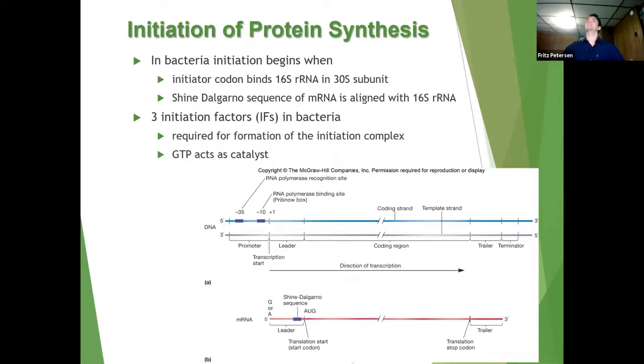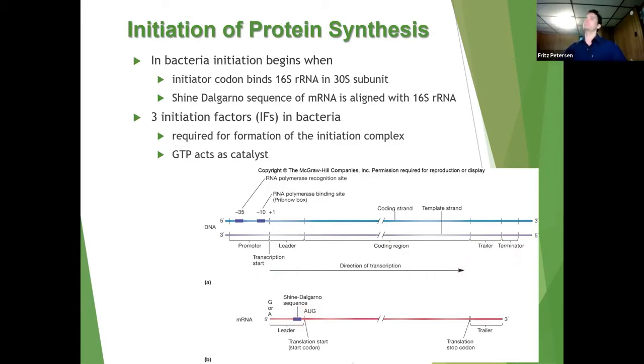So in bacteria, initiation begins when the initiator codon binds the 16S rRNA in the 30S subunit, and the Shine-Dalgarno sequence of the mRNA is aligned. So here I'm just going to show you at the bottom, this is where the Shine-Dalgarno sequence is. Note that it is a region on the mRNA and that is located upstream of the UAG, so the start codon. So this is how your ribosome knows where to start. The 30S subunit is aligned over here, and then translation will happen in that direction.